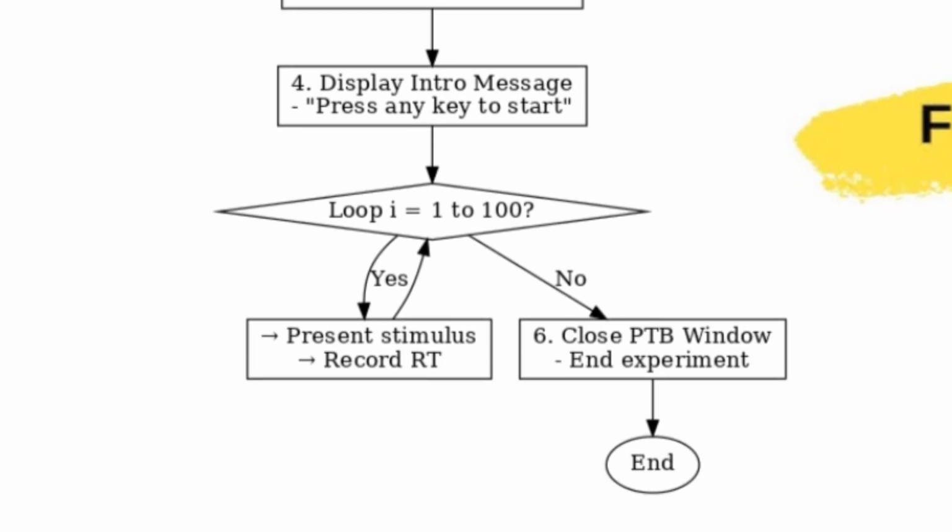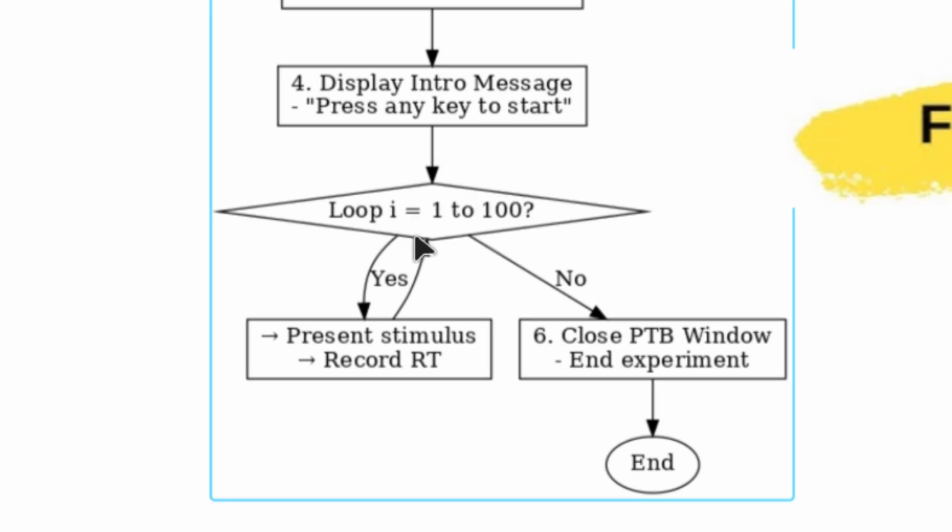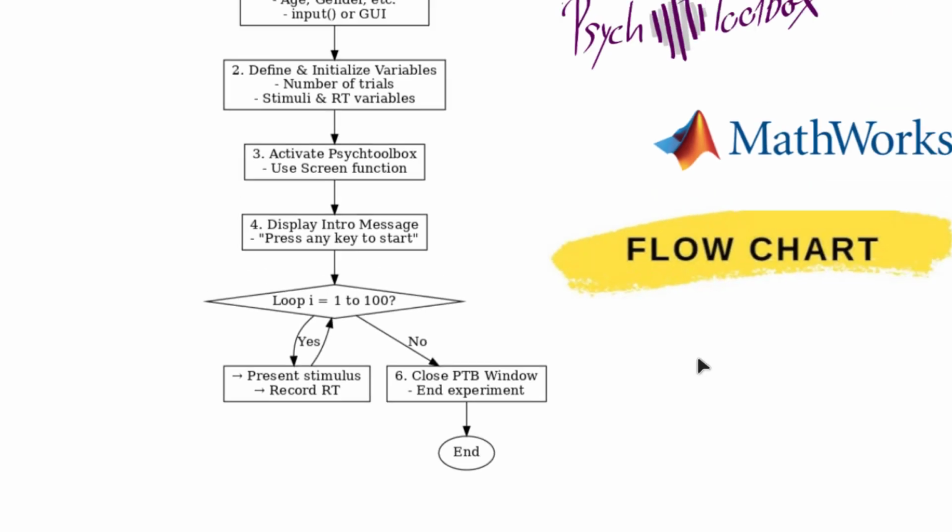And the next step is to use a for loop or while loop to control the flow of the experiment. So here, since we have 100 trials, for example, we can write for i equals 1 to 100. In this part of our code, we are displaying our stimuli 100 times, and say that if i is less than 100, then it should repeat. What should repeat? We should present a stimulus and record the reaction times, etc. And if it is more than 100, we should close the Psychtoolbox window, or PTB window, and end the experiment.